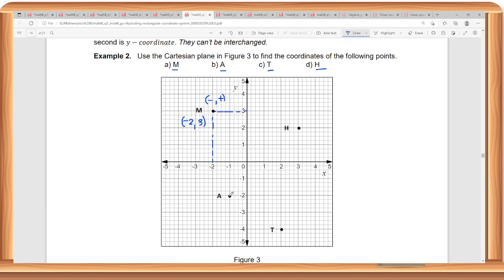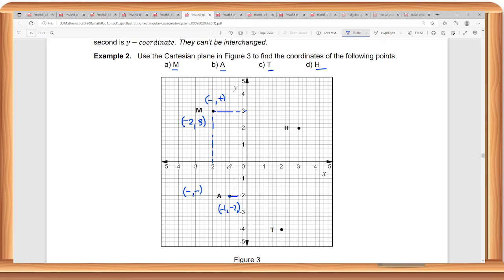And for point A, it is in the third quadrant, so therefore the x coordinate and the y coordinate are both negative. So we have here the x is negative 1 and the y is negative 2.